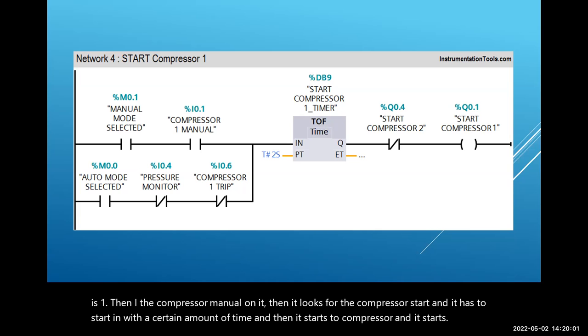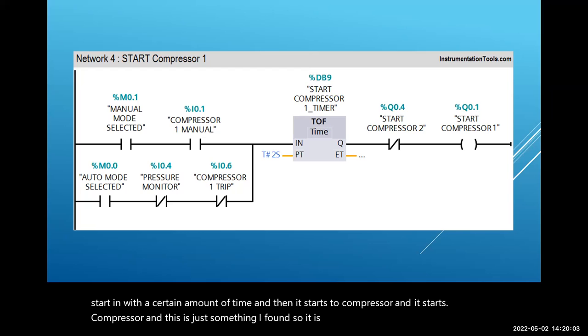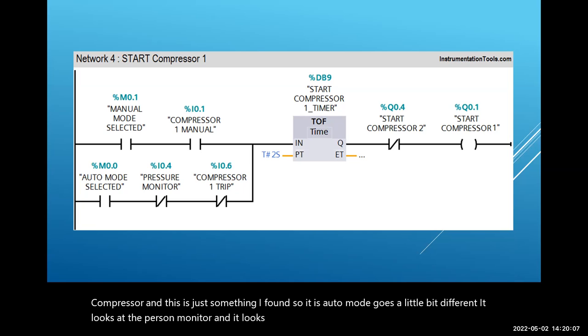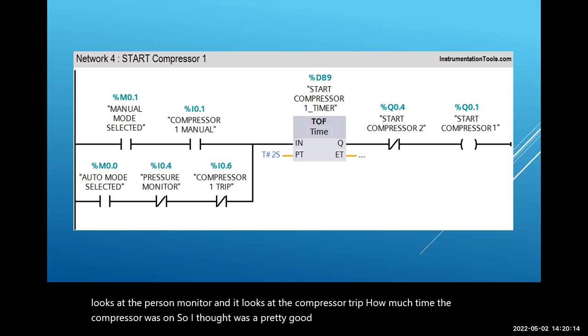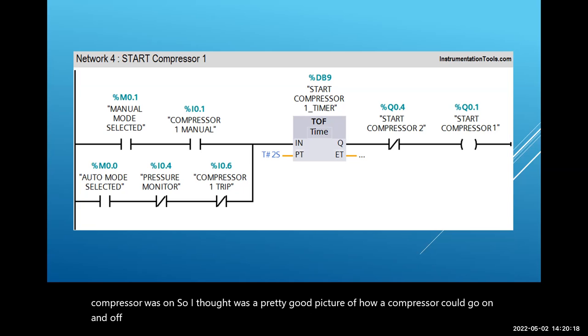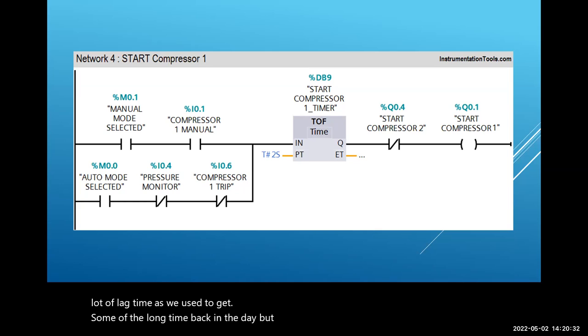And this is just something I found. So auto mode goes a little bit different. It looks at the pressure monitor, and it looks at the compressor trip and how much time the compressor was on. So I thought it was a pretty good picture of how a compressor could go on and off. And this is all done in the blink of an eye for you. You really don't get a lot of lag time, as we used to get back in the day, but now it has taken up that lag time.